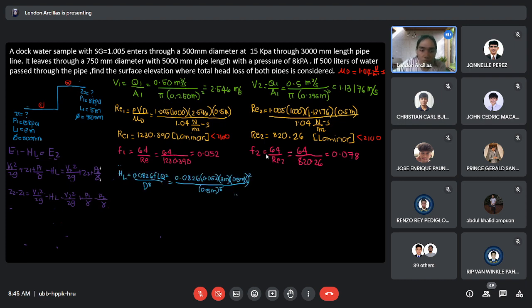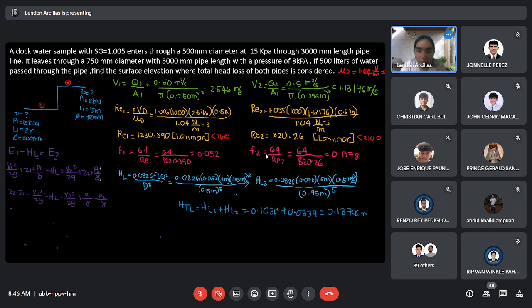Okay? And since head loss 1 can be solved by the formula 0.0826 FLQ squared over D to the fifth, makukuha natin yung head loss 1. Ganon din sa head loss 2, but you'll use the 0.078. And since this is a series pipe, we need to add the head loss.